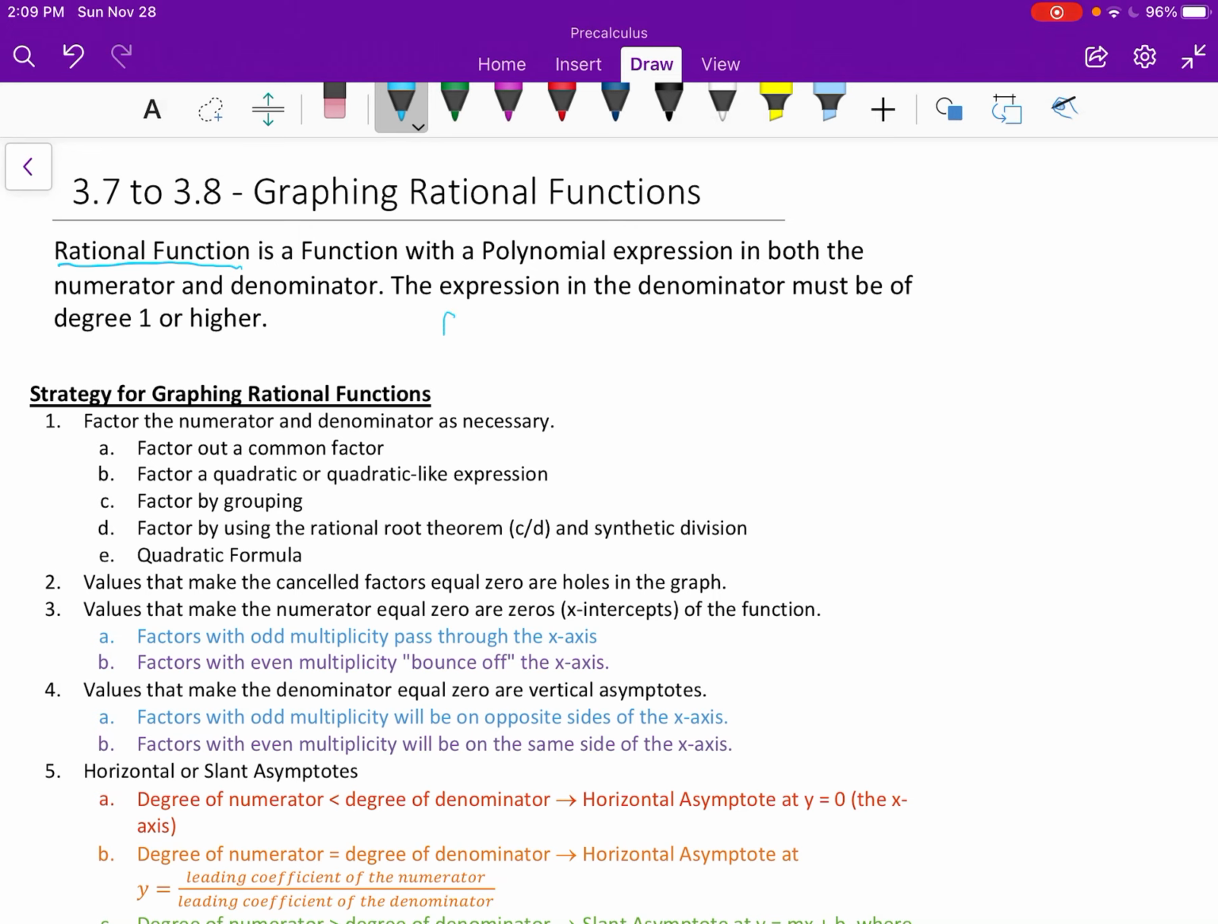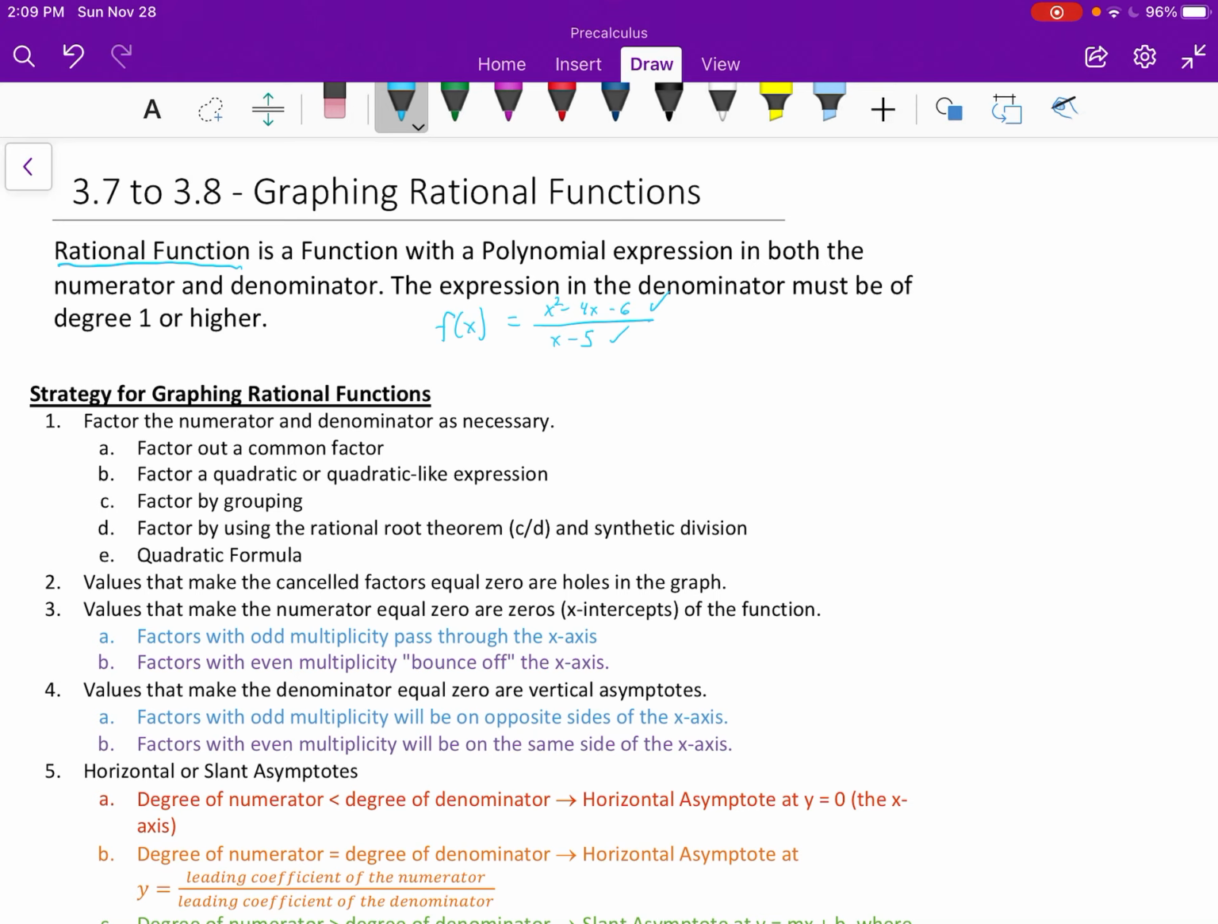So, for example, we're going to be looking at functions like f of x equals maybe x squared minus 4x minus 6 over x minus 5, something like that. That has a polynomial in the numerator and a polynomial in the denominator.